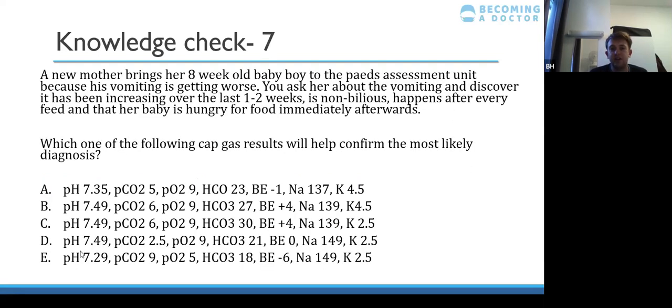Next question. We've got an 8-week-old baby boy who comes to the paeds assessment unit because he's vomiting and it's getting worse. You ask the mum about the vomiting and discover it's been increasing over the last 1 to 2 weeks. It's non-bilious, happens after every feed, and the baby's hungry for food immediately afterwards. Which of the following paediatric gas results will help confirm the most likely diagnosis? Have a look at these and think which you would expect with the likely diagnosis.